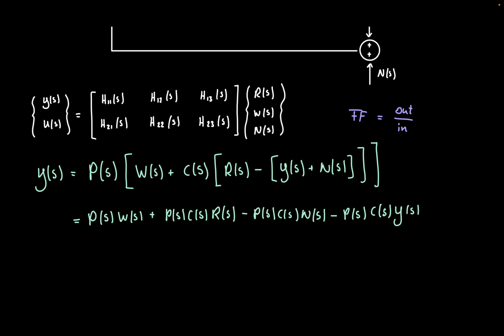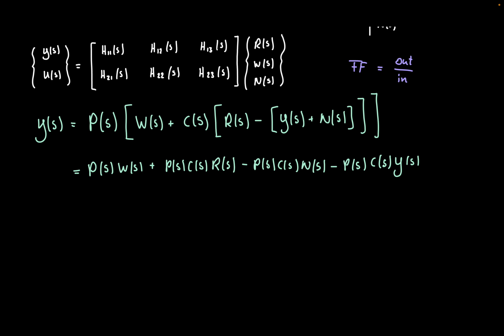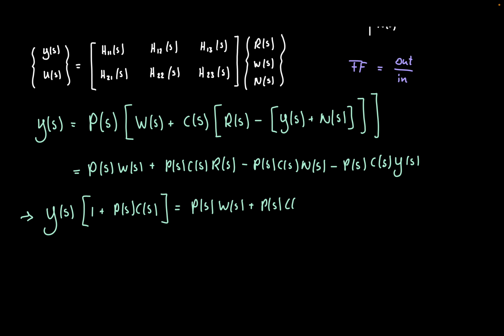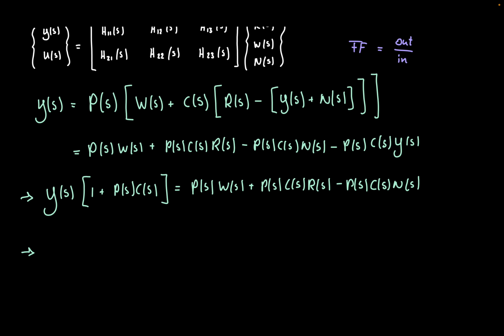So now we can add this term over to the left side here and then simply factor out Y of S. So let's do that now. I'll have Y of S times 1 plus P times C, and then that will be equal to P times W plus P times C times R minus P times C times N. And now the last step that we have to do is divide by this term to then isolate our output Y. So let's do that.